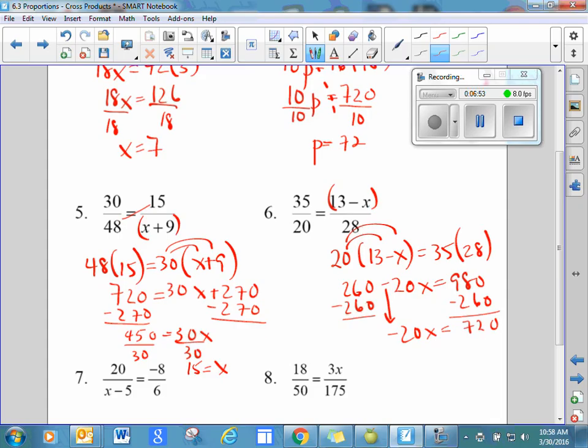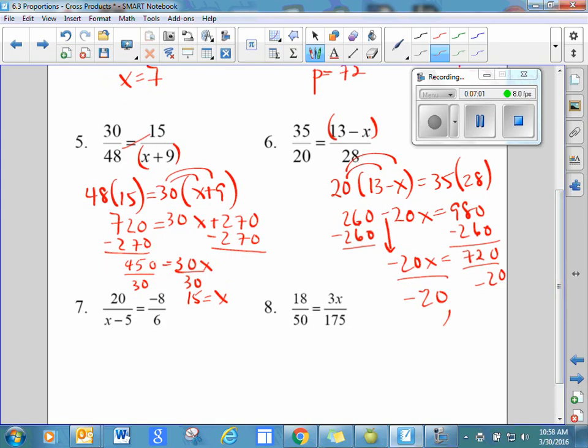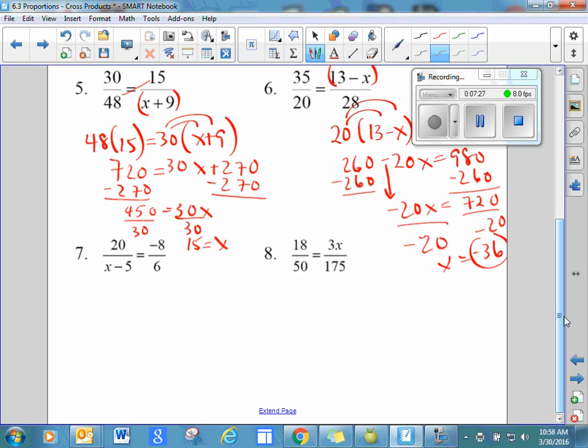I have a lot of 720s on this worksheet. Divide by negative 20. Got to be real careful with your signs and your arithmetic. And when you divide 720 by 20, you get 36, and my quotient is negative 36. All of these can be proven by plugging x back in the original equation and seeing if your cross products are actually equal. So like I said, I want you guys to do number 7 and number 8 on your own. We'll talk about those in class.